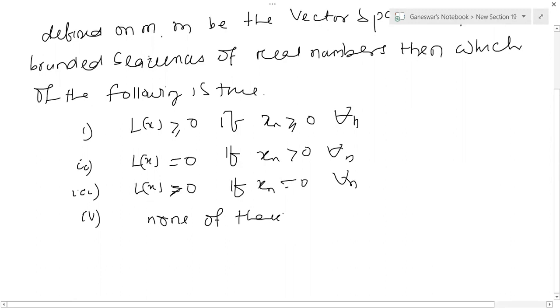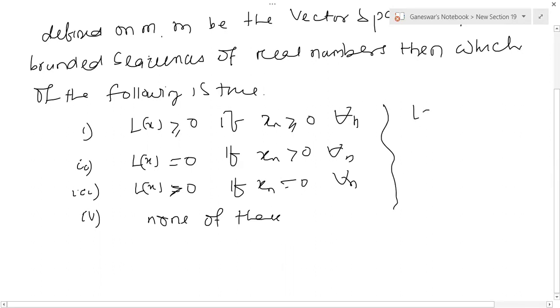A Banach limit is any linear functional L defined on M, and M is the vector space of all bounded sequences of real numbers. According to the definition, there are some conditions. So Lx must be greater than or equal to 0. The first option is satisfied. From the definition of the Banach limit, we know that Lx must be greater than or equal to 0, and there are three criteria.